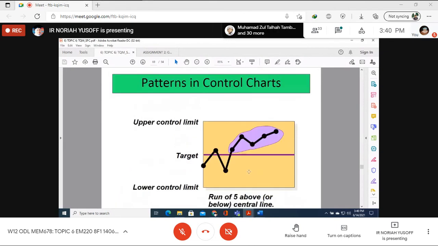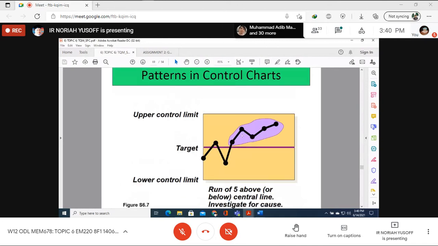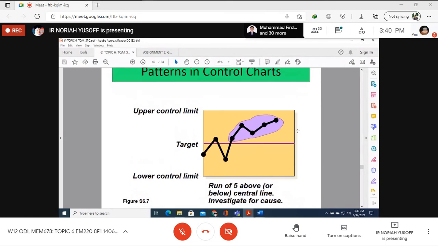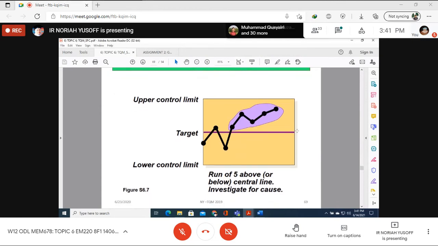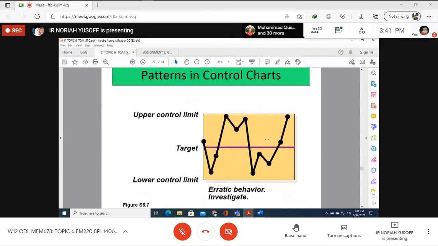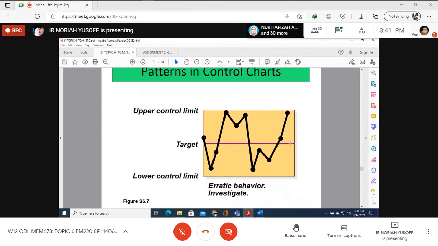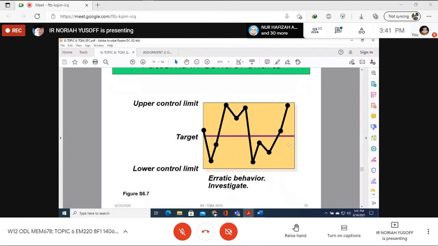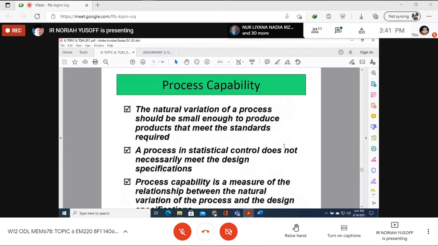Okay. What more if you see trend like this? Okay, dia naik ke atas je, above the central line. So it's about time for you to investigate. Perhaps there is an issue behind this trend. Okay. So yang ni erratic punya behavior ni, atas bawah, yang ni that means you have to investigate also. This is the kind of behavior in your plot. Okay.